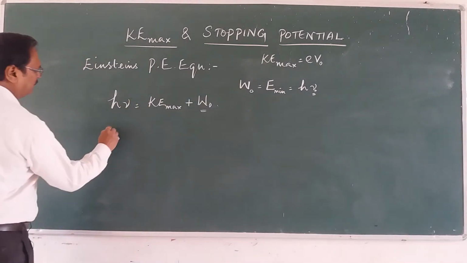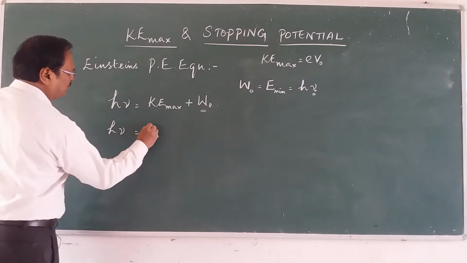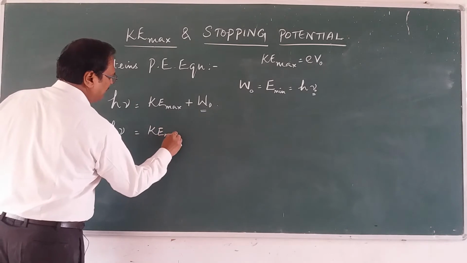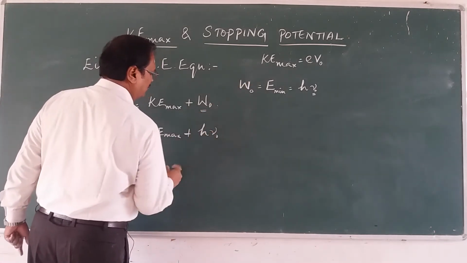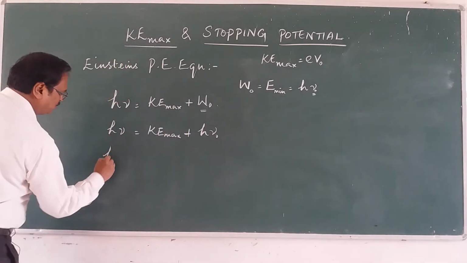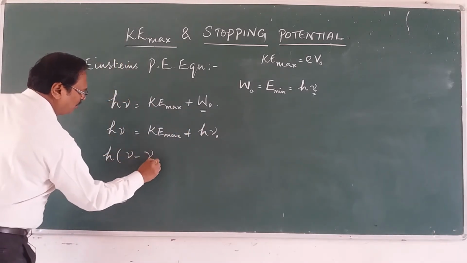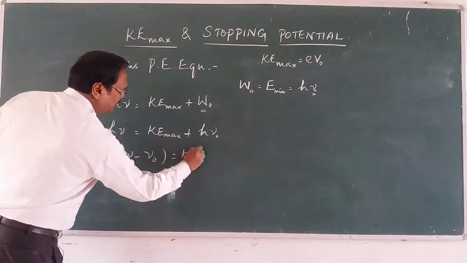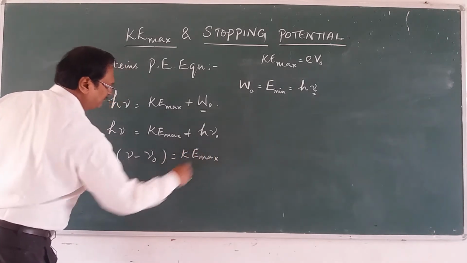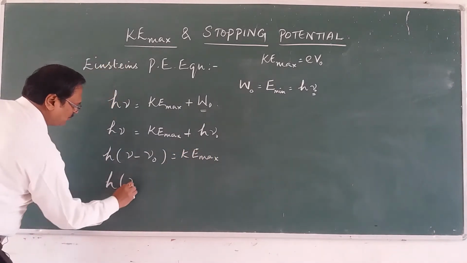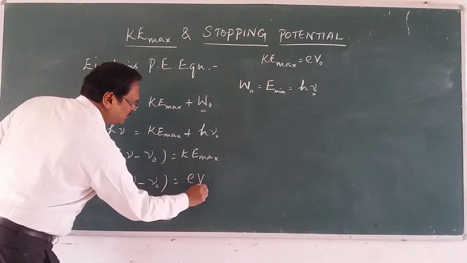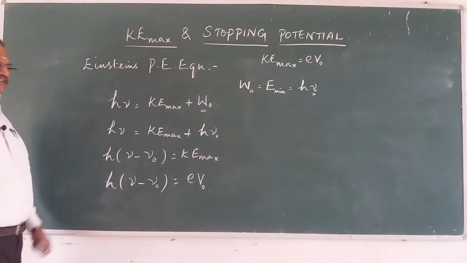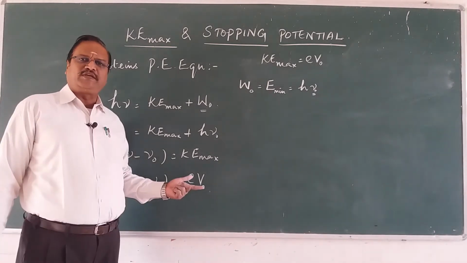So the formula will become h nu is equal to kinetic energy maximum plus h nu naught. Bring this to this side, h of nu minus nu naught is equal to kinetic energy maximum. Or we can say h of nu minus nu naught is equal to potential energy eV naught. These are the prime equations which we will be using.